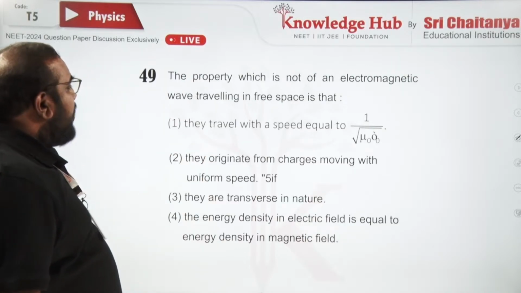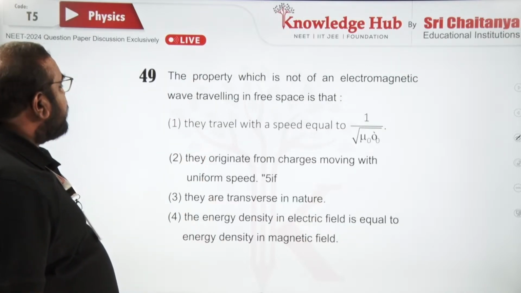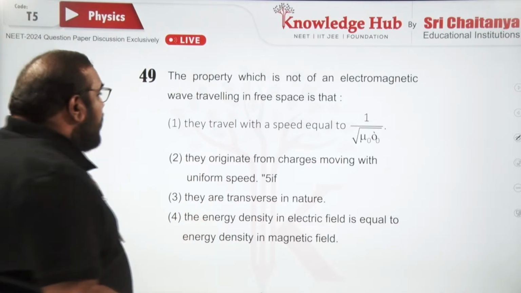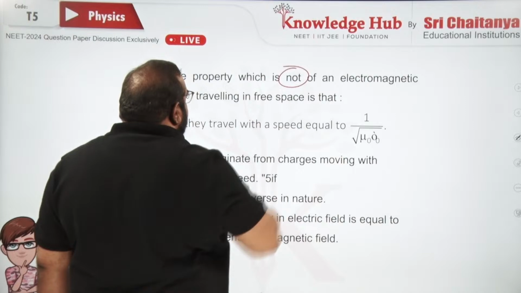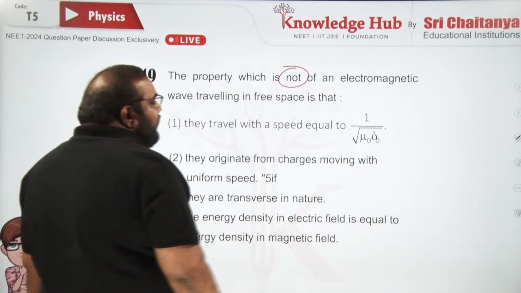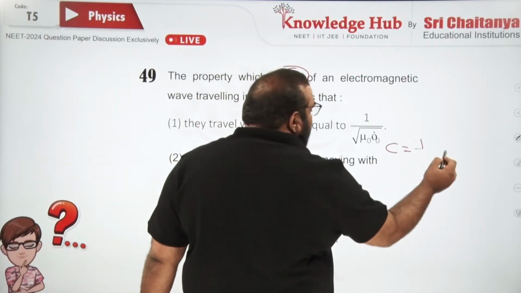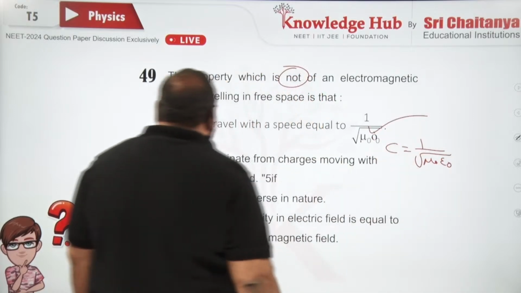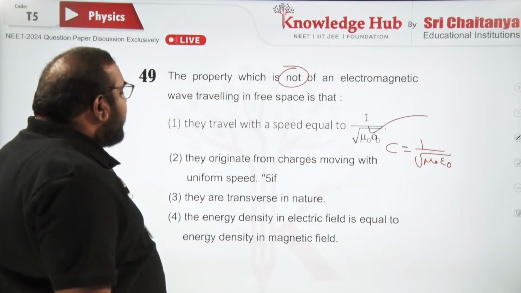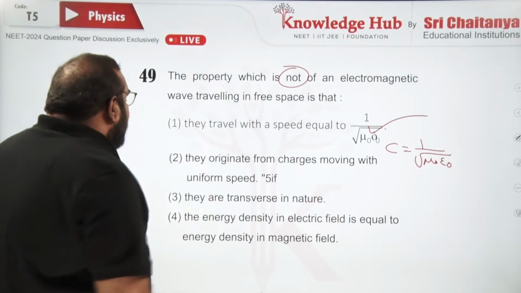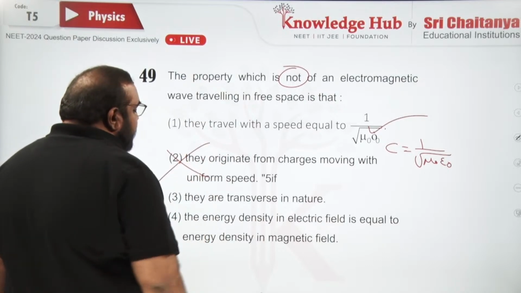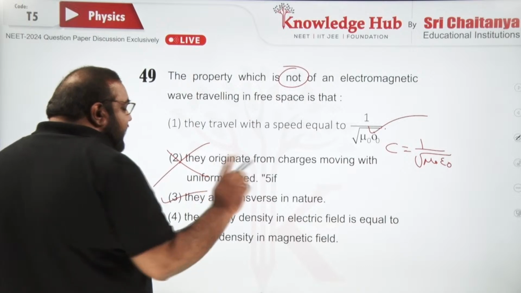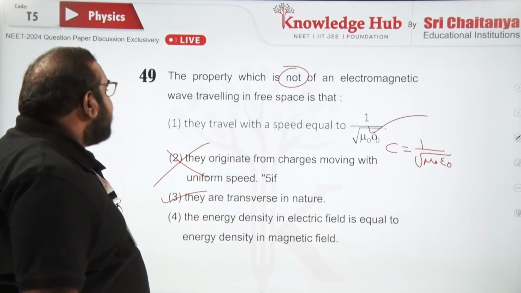49. The property which is not of an electromagnetic wave traveling in free space. Observe carefully. They travel with the speed of light, 1 by root of mu naught epsilon naught. Correct. Second one, they originate from charges moving with uniform speed. This is wrong. They are transverse in nature, of course. The energy densities of the electric field and magnetic field are both the same.